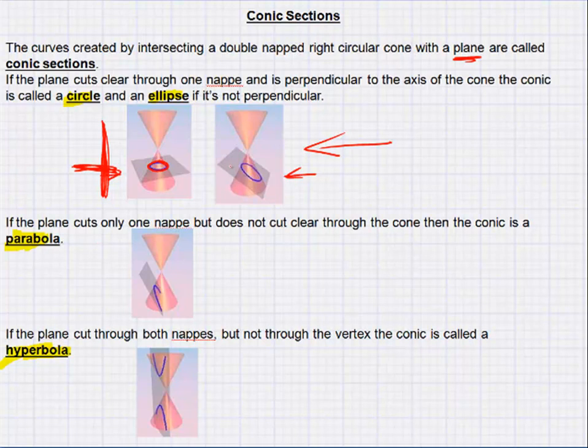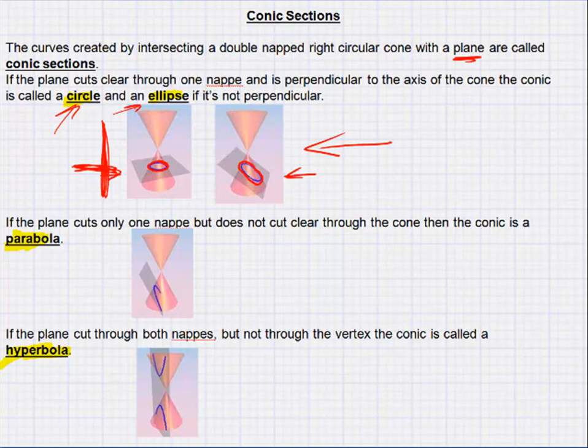If my plane is slanted slightly, so not perpendicular, but still only cuts through one of the cones and not the base, I'm going to get this oblong circle, or an oval, which we also call an ellipse. It's not going to be perfectly round all the way around, with the same radius all the way around. So the two intersections that I can create by intersecting these double cones with a plane are a circle and an ellipse. These are my two conic sections.